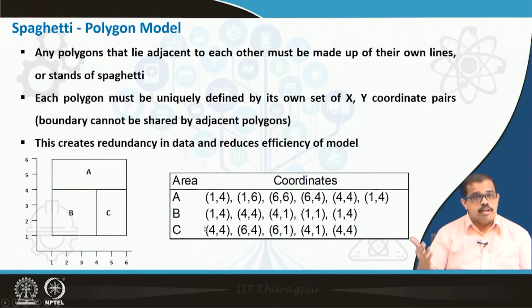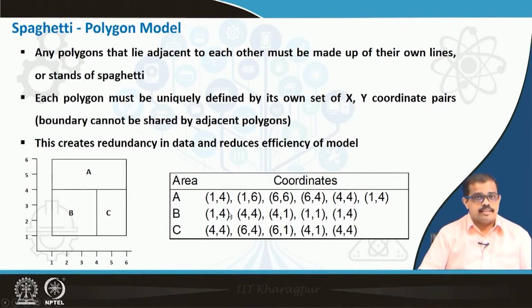Now, let us go into the polygon model. Any polygon that lies adjacent to another must be made up of at least 2 strands of spaghetti, or 2 lines. Each polygon must be uniquely defined by its own set of xy coordinate pairs. Boundaries cannot be shared by adjacent polygons. That is one rule it has. If they were shared, it would create redundancy in data.